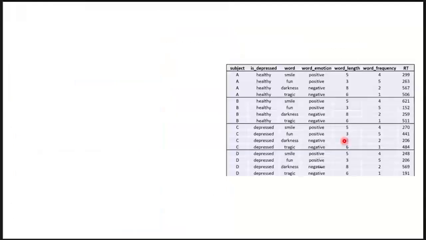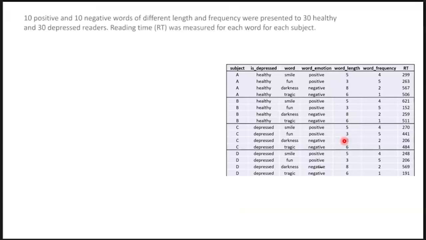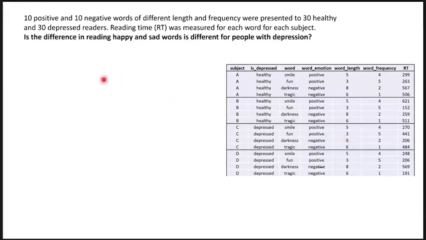Yeah. Okay, so we can do this example or we can skip this. Okay, I'll do this example just to show you how we interpret the results, okay? And then we'll do coding. So we have, it doesn't really matter, but we showed 10 positive words and 10 negative words of different length and frequency to 30 healthy subjects and 30 subjects with depression. And we measured their reading time. So we have this table. I am only showing 4 words per subject, but let's say we have 10 positive and 10 negative words. Okay, so we have to put it in one big table.